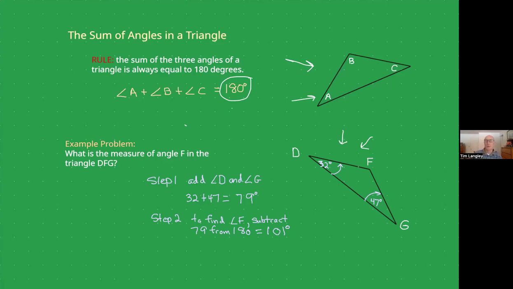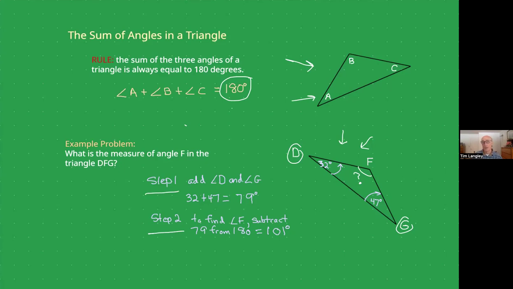Here's how we would do this. Step one, add angle D and angle G. That's this one here and this one here. So 32 plus 47 is 79 degrees. Now, think about it logically. If 79 degrees are taken up out of 180 total, all I have to do is subtract 79 from 180, and I now know what angle F is. In step 2 at the bottom of the screen, to find angle F, subtract 79 from 180, and you get 101 degrees.